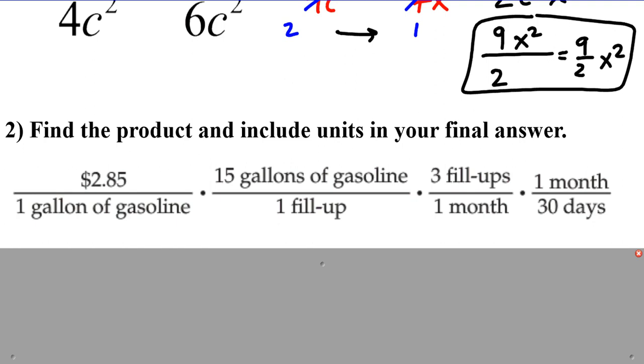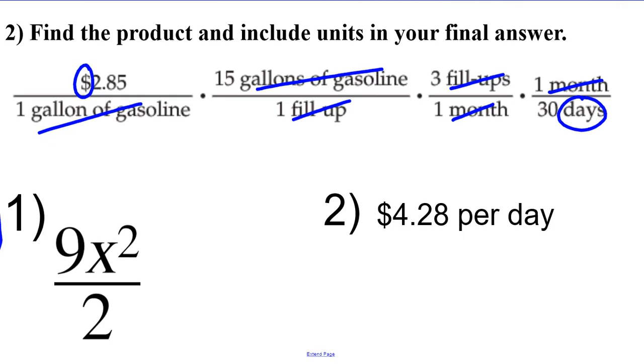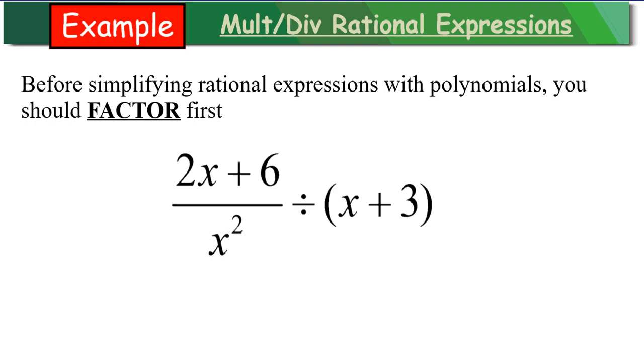Cancel out all of your like units. Gallons of gas will cancel with gallons of gas. Fill-ups will cancel with fill-ups. Months will cancel with months. And what do I have left? I have dollars per day. This is an estimate of how many dollars per day someone would spend over a month filling up their gas tank. And that turns out to be about $4.28 per day if I multiply 2.85 times 15 times 3 and divide by 30 down below. So that's the first half.